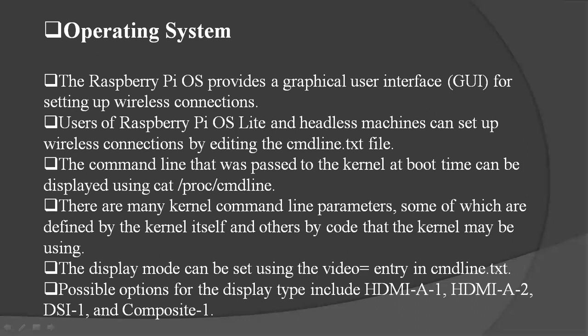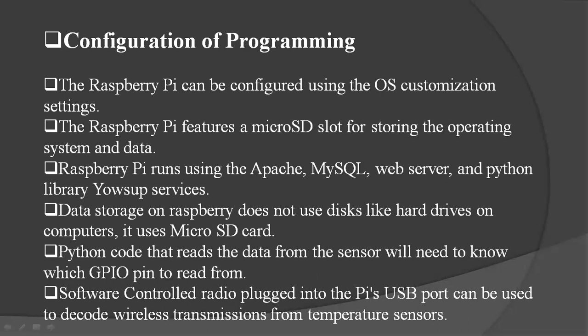The command line that was passed to the kernel at boot time can be displayed using the cat program, like these parameters and command line. There are many kernel command line parameters, some of which are defined by the kernel itself and others by the code. So now we'll discuss the configuration of programming.